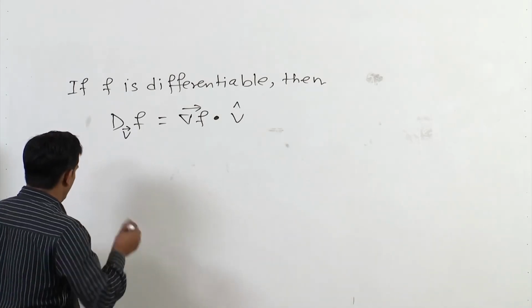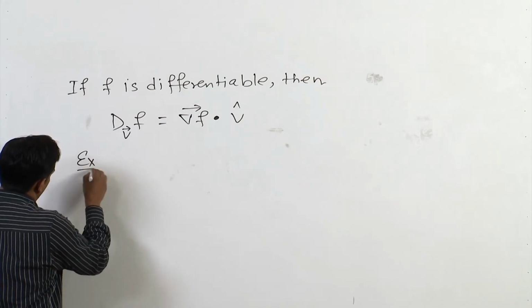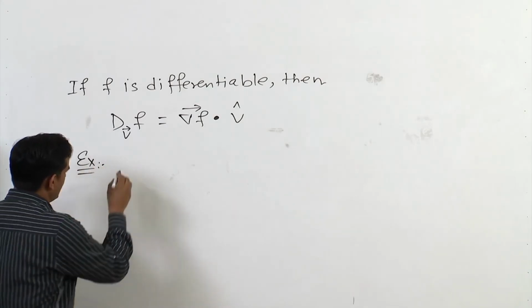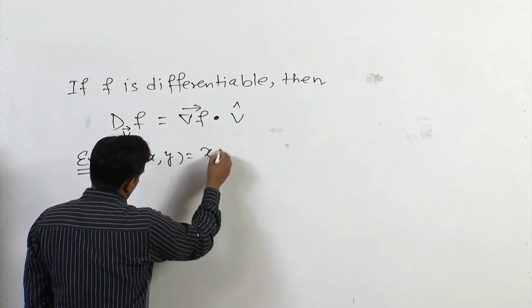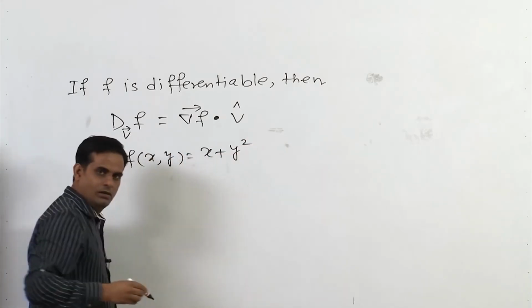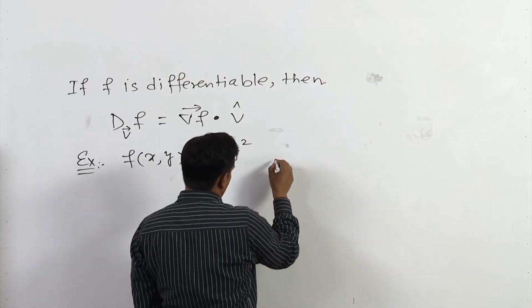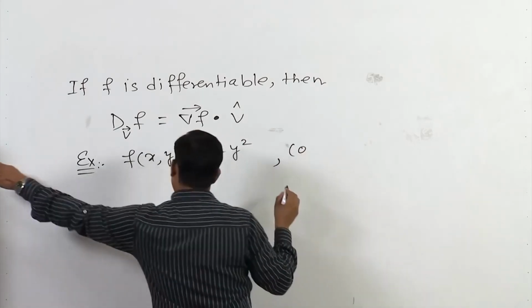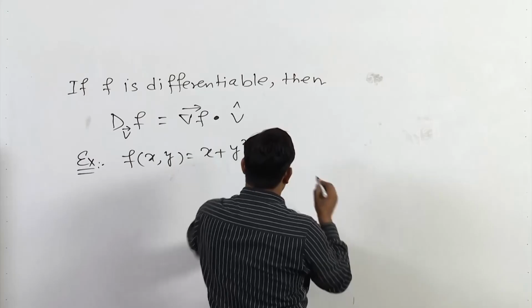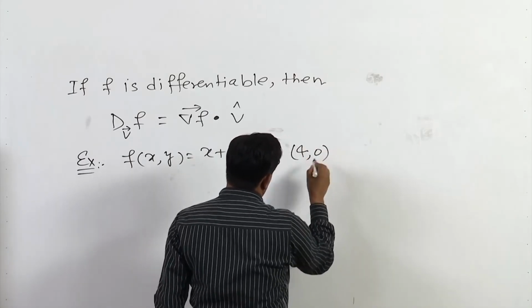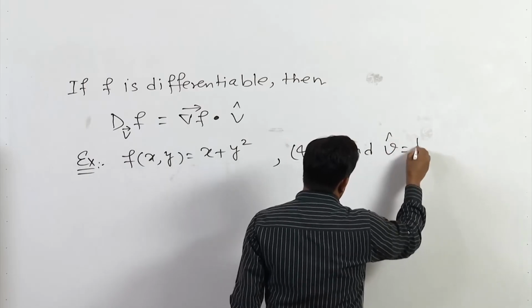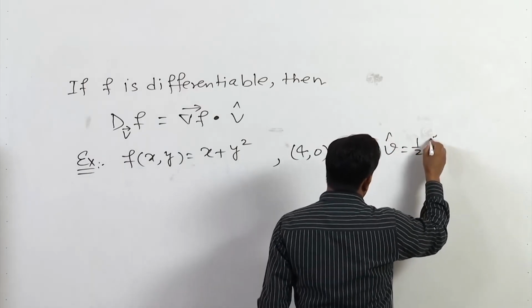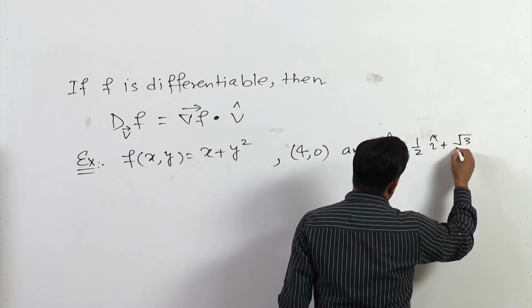So, for example, take the earlier example itself, where f of x y was x plus y square. I have taken the point as 4, 0 and the vector was 1 by 2 i plus root 3 by 2 j.